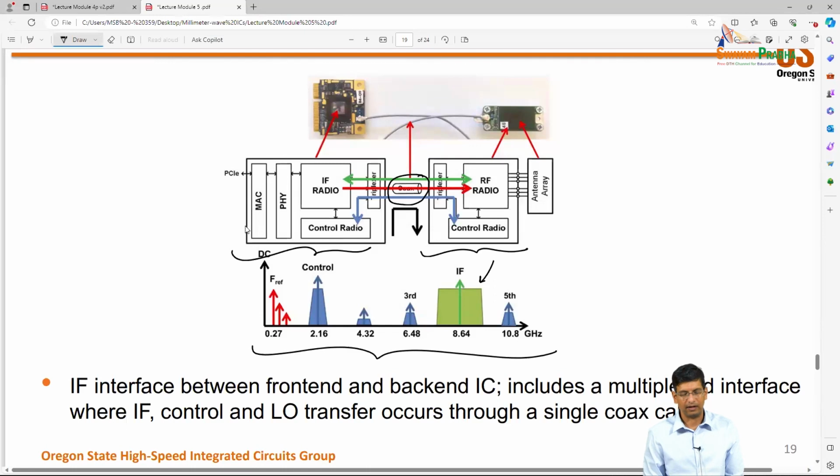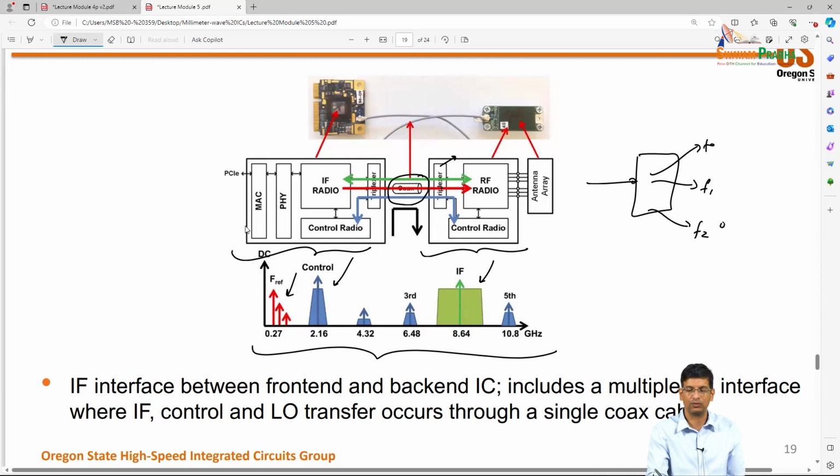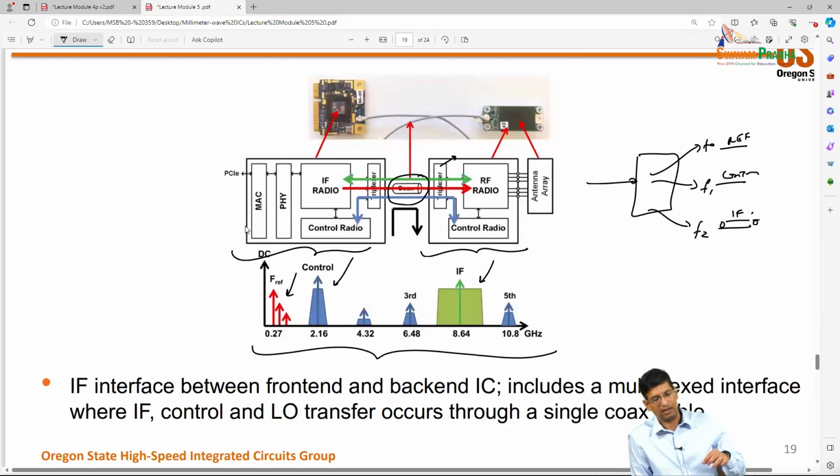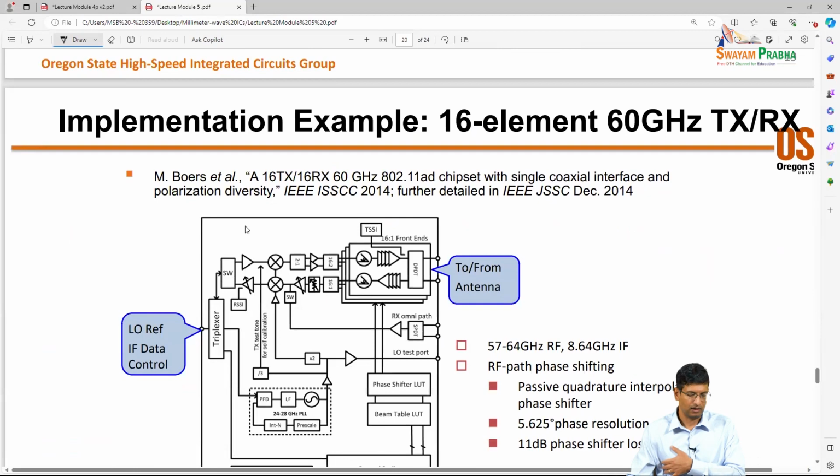So they are transmitting IF information at some frequencies, control information at some other frequencies, clock reference at some other frequency. So inside this chip they have a triplexer, which is going to basically take that input and split F0, F1, F2 signals out to different paths. And this would be your reference path, this would be your control path, and this would be your IF signals. So this kind of single wire interface is actually quite useful to do.